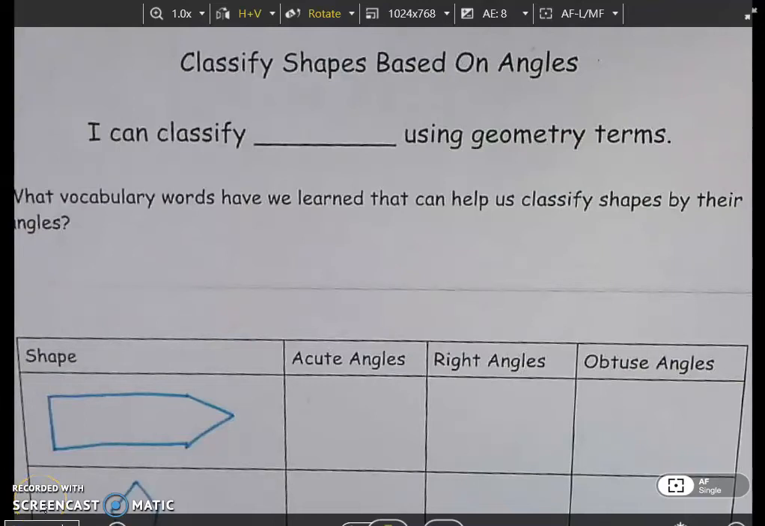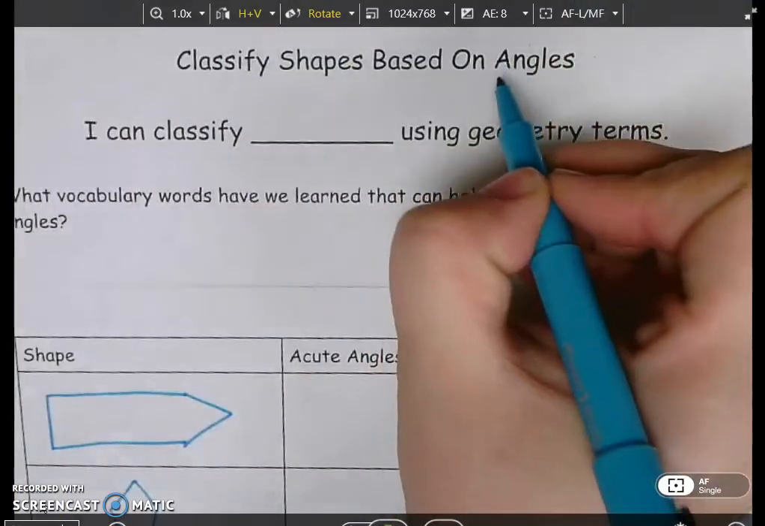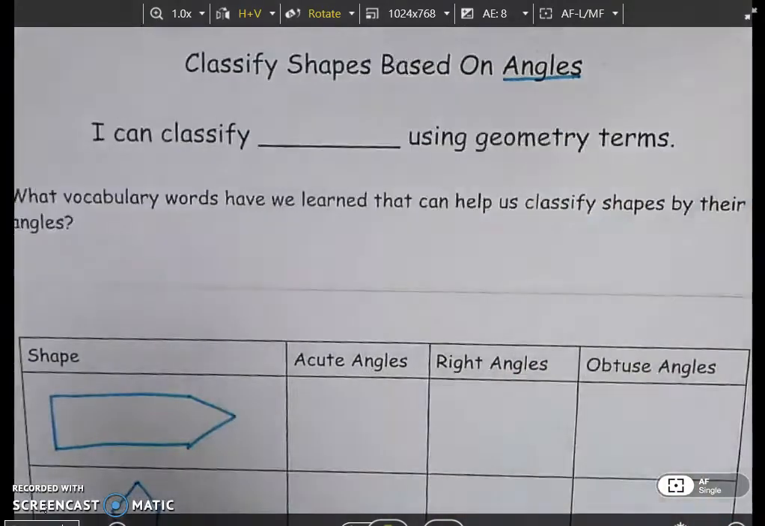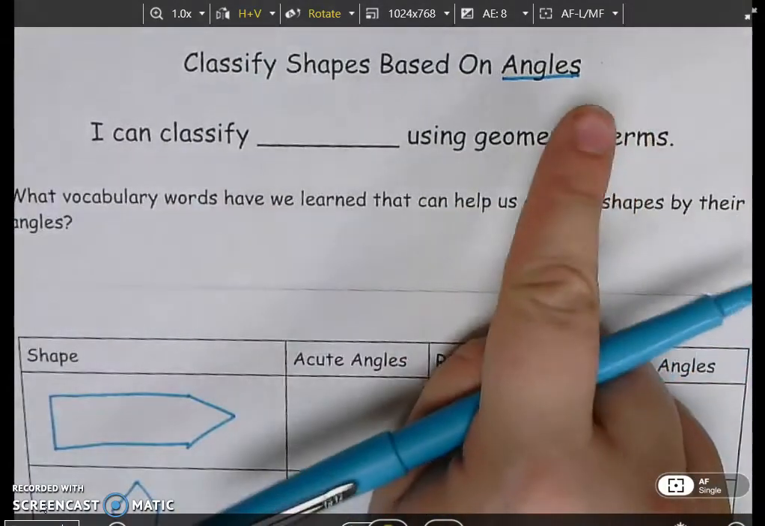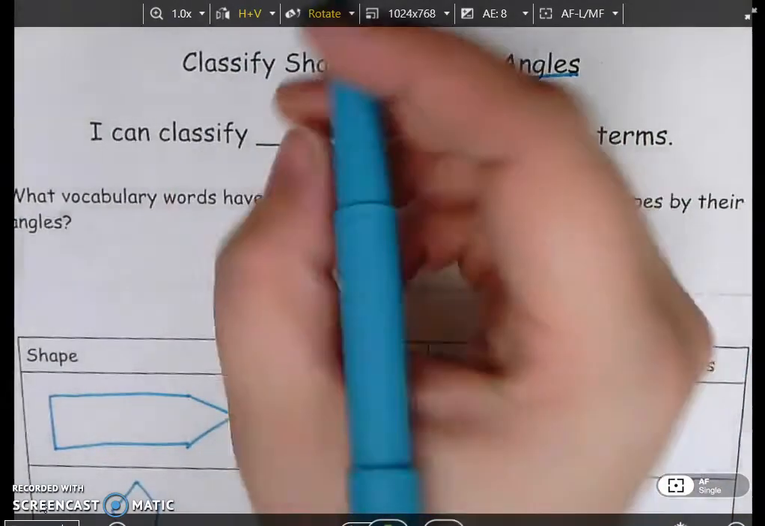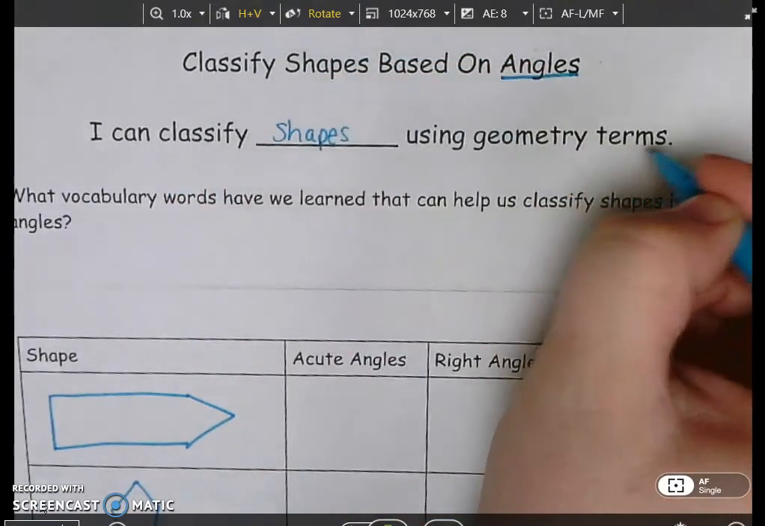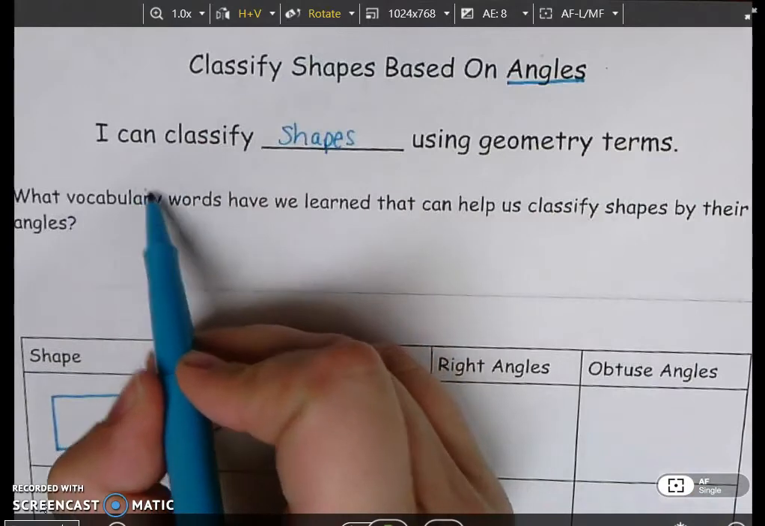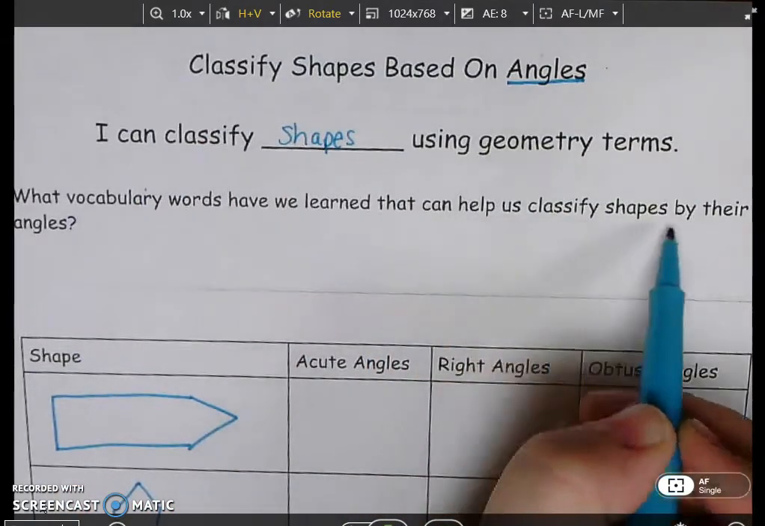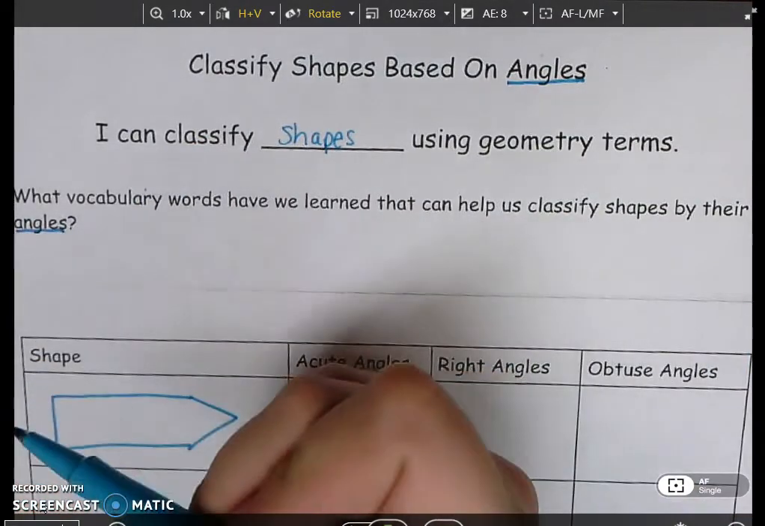Alright guys, in this lesson we're going to talk about classifying shapes based on their angles. So we talked about based on their sides, so now it's going to be based on their angles. So I can classify shapes using geometry terms. So what vocabulary words have we learned that can help us classify shapes by their angles?